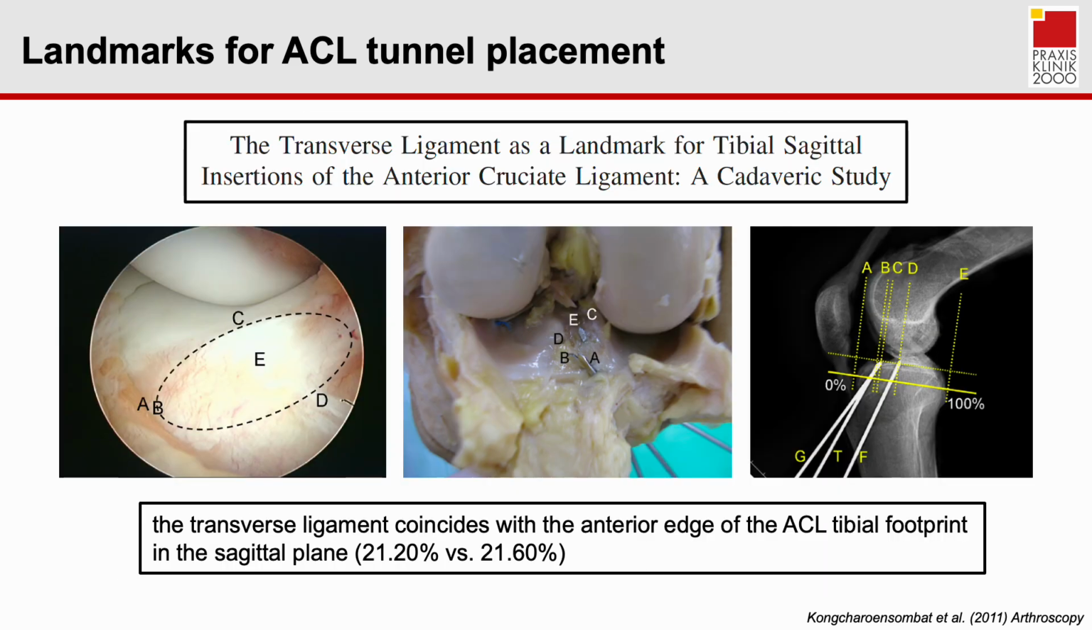Since no distinct bony landmark exists, the intermeniscal or transverse ligament can be regarded as a soft tissue landmark. The authors of this study observed that the transverse ligament coincides with the anterior edge of the ACL tibial footprint. Here you can see a wire introduced at the level of the transverse ligament and another wire at the anterior border of the anterior ACL footprint, and both wires penetrate the tibial plateau at about the same position.